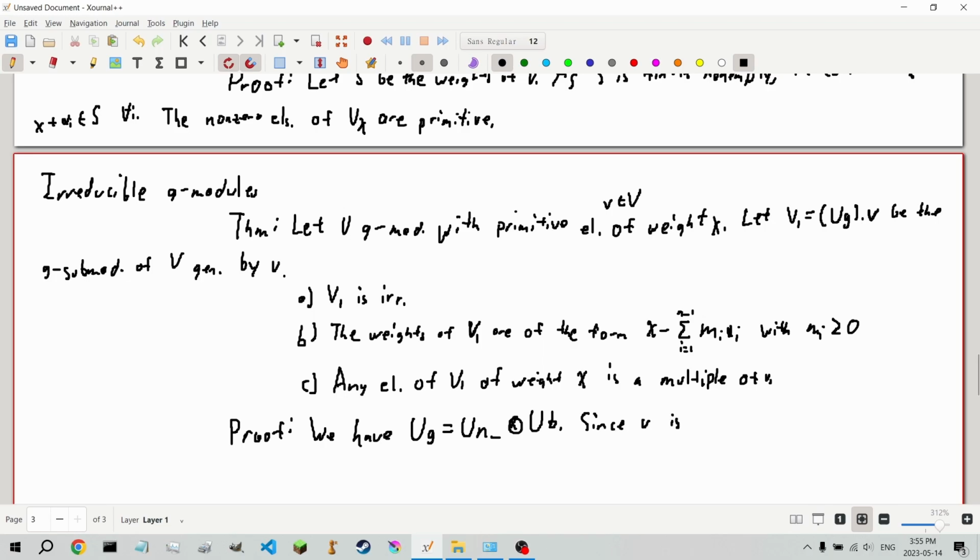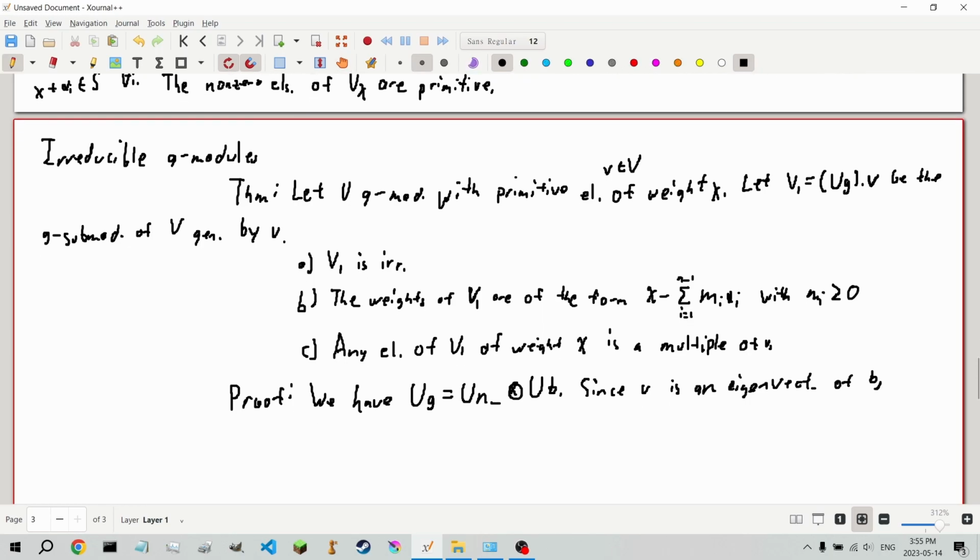Since V is an eigenvector of B, then we have that the universal algebra of B on V is just K on V, hence that V1 is just the universal algebra of G on V, and this is just equal to U of n minus on V. I don't know why I keep trying to put an extra bracket.